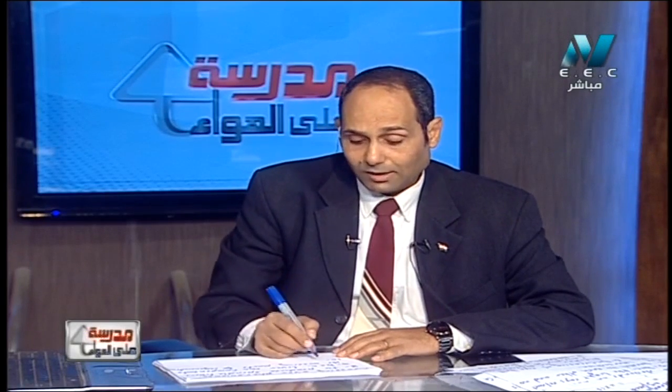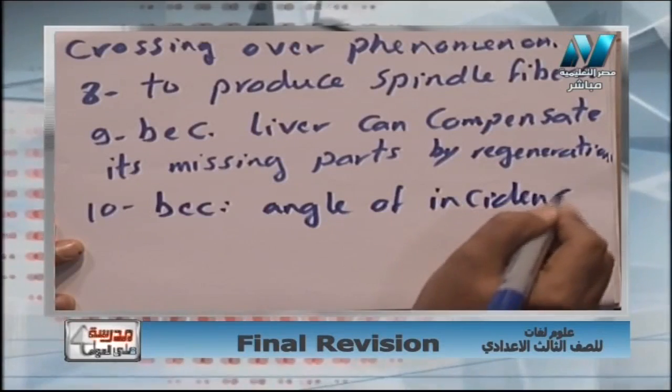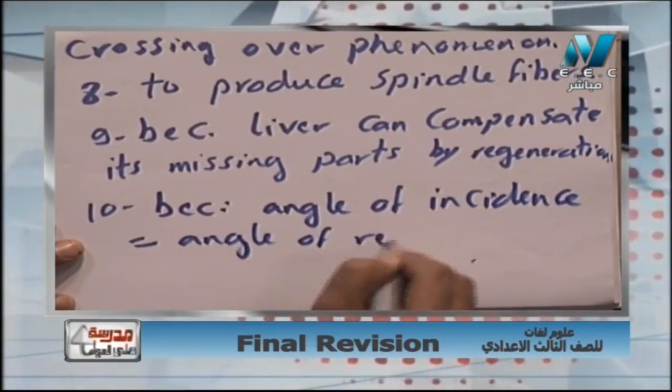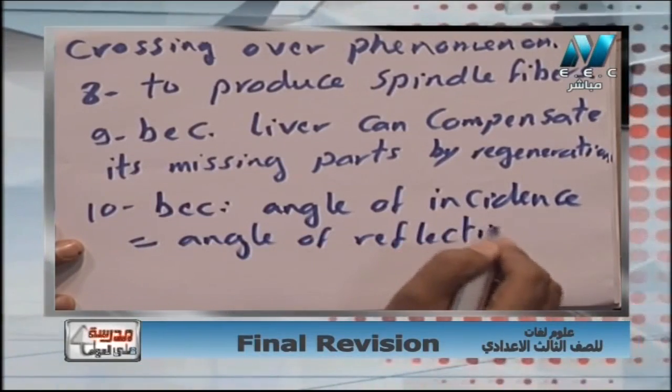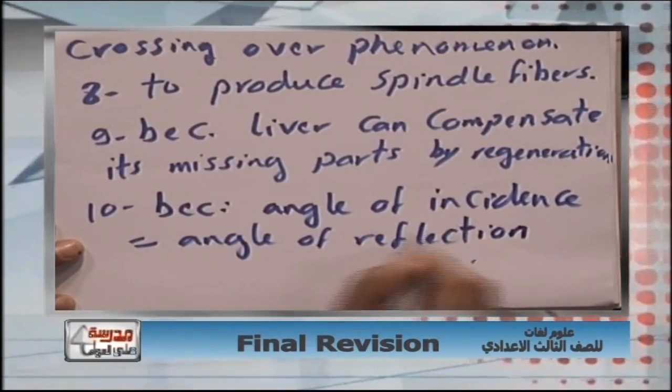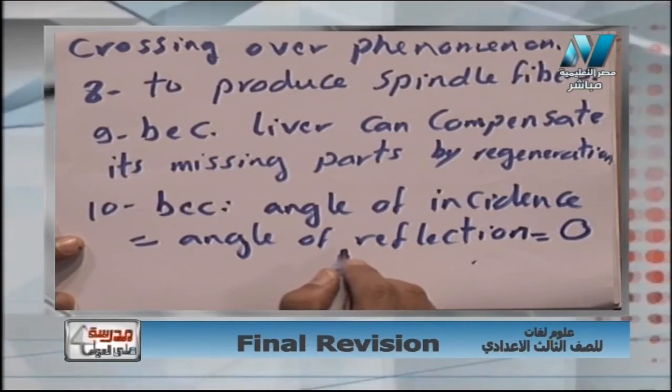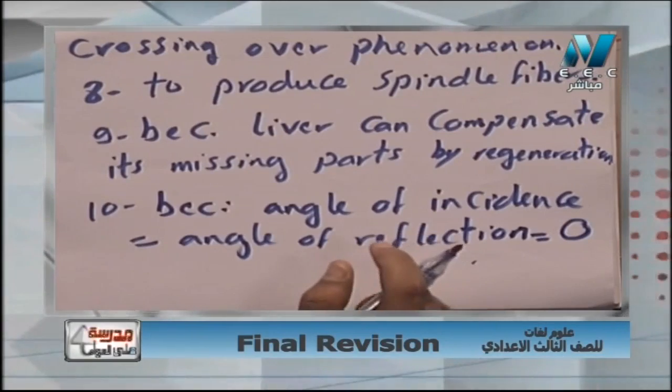Why? Because angle of incidence equal angle of reflection. Equal what? Equal 0. Because no theta, no angle between the incident light ray and the normal, because it falls on the normal. So theta here, or the angle, equal 0.